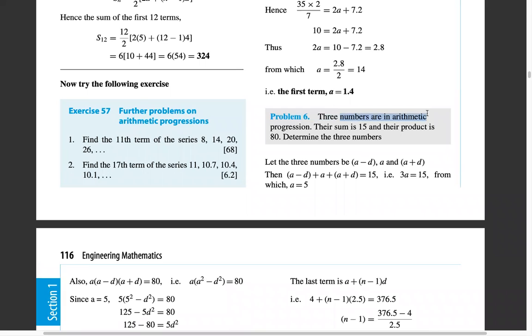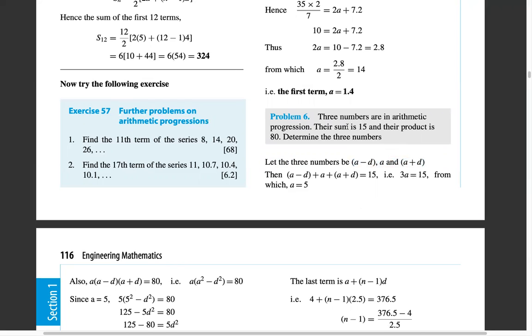3 numbers are in arithmetic progression. So 3 numbers, A, A plus D, and A plus 2D. You could think of it like that. But look, they say let the 3 numbers be A minus D, A, and A plus D. To go from A minus D to A, you have to add D. And to go from A to A plus D, you have to add D. So this is really an arithmetic progression here, first 3 terms, with common difference D.